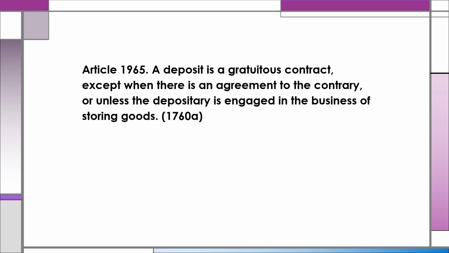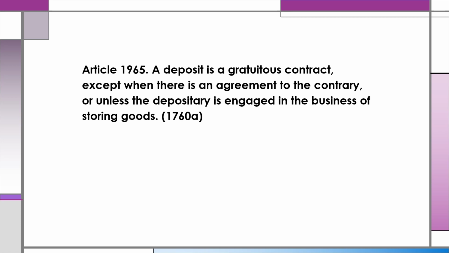So, number three exception is where property is saved from destruction without knowledge of the owner. This is what we call involuntary deposit, where property is saved from destruction during a calamity by another person without knowledge of the owner. In which case, the latter, the person who takes care of the property of the owner, is entitled to compensation, just compensation. So, what is the scenario here?